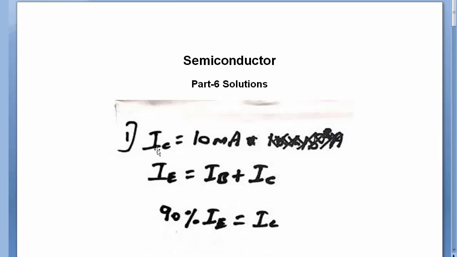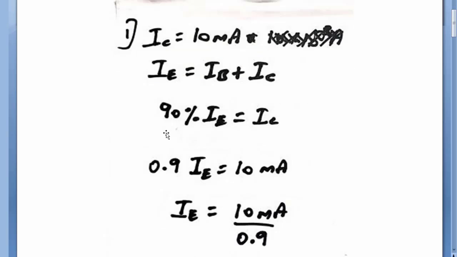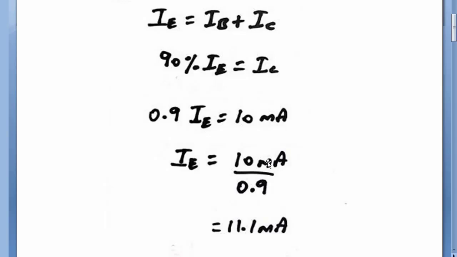So IC is given, it is 10 milliampere, and the current equation is IE, emitter current, is equal to base current plus collector current. So the total current is the emitter current, whether it is an NPN or PNP transistor, and it is given that 90% of the total current, which is IE, is equal to IC. So 90% means 0.9, that is 90 divided by 100, so 0.9 IE equals IC, which is 10 milliampere. So IE becomes 10 milliampere divided by 0.9. If we calculate this, we will get 11.1 milliampere.